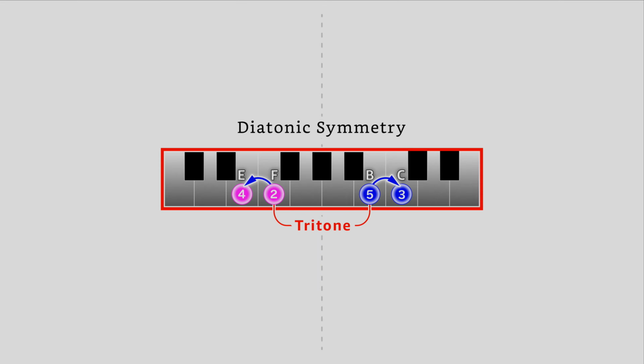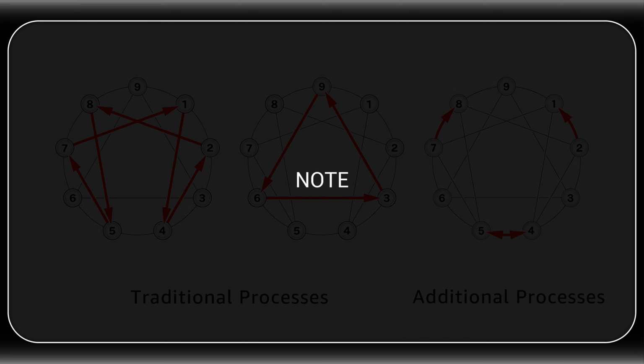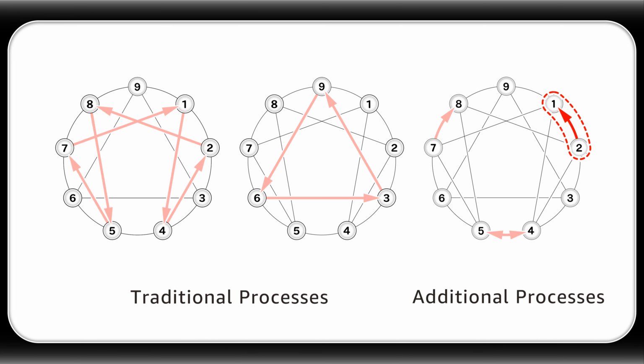When F moves to G and B moves to A, an unpleasant sound is created. Related to this pattern, the process from type 2 to type 1, as well as the process from type 5 to type 7, is a disintegration process. Note: The process from type 2 to type 1 is not included in the traditional Enneagram theory.